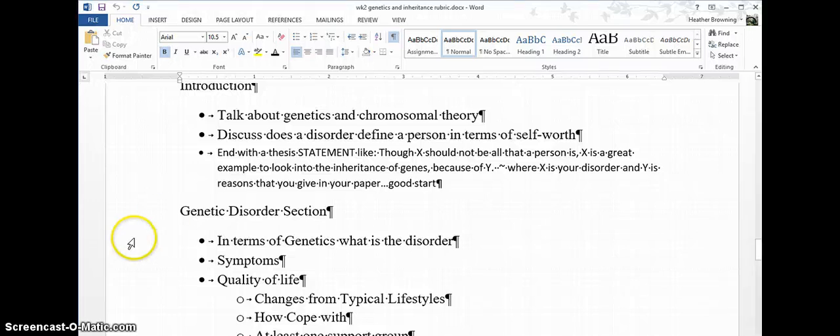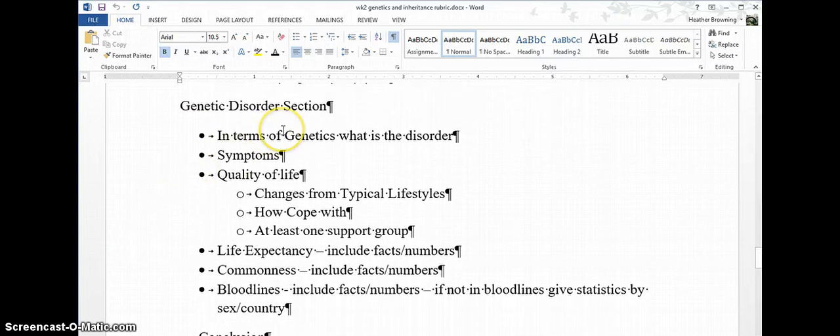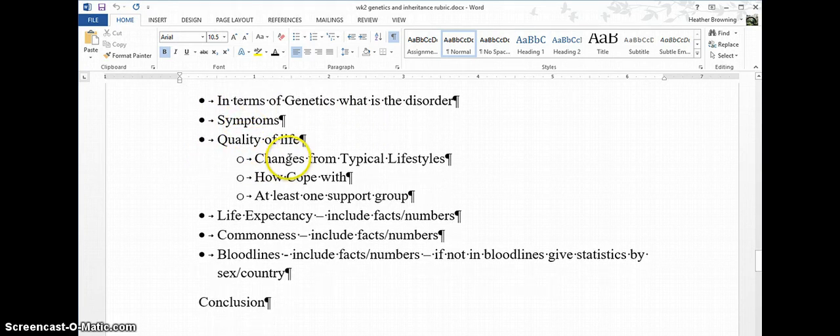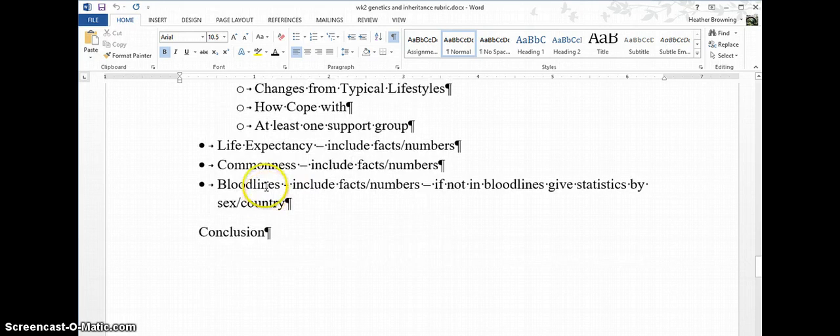Okay? So then I would have a genetic disorder section where I would talk about my disorder in terms of genetics and what the disorder is. And then I would talk about symptoms, quality of life, how this changes from your typical lifestyle. We don't say normal, we say typical, because no one lives in the land of normal. How you cope with having this disease, and then at least one support group. Then I would have a life expectancy. This is where I have my facts and numbers, commonness, more facts and numbers, and bloodlines. Remember, if it's not by an ethnic bloodline, then it could be by sex, country, whatever it needs.